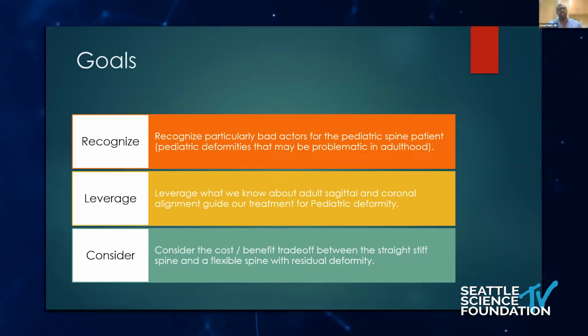So our goals today are to recognize particularly bad actors for the pediatric spine patient, pediatric deformities that may be problematic in adulthood, leverage what we know about adult sagittal and coronal alignment to guide our treatment for the pediatric deformity patient, and consider the cost-benefit trade-off between the straight and stiff or fused spine and the flexible spine with some residual deformity.